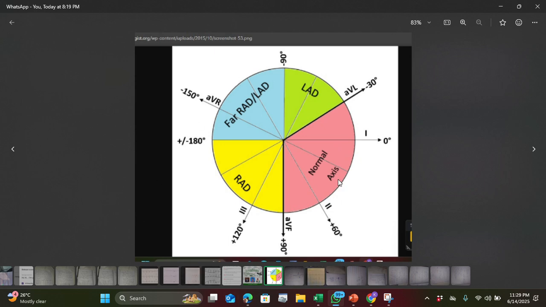Another thing to know: there are different types of axis. There's right axis deviation, there's left axis deviation, and for this one it is extreme axis deviation. Because there are different names for it, I want you to take it as extreme axis deviation. And then there's normal axis. Don't make the mistake of calling this normal axis deviation, because if it's normal there's no deviation at all. It is left axis deviation, right axis deviation, extreme axis deviation, and then normal axis.